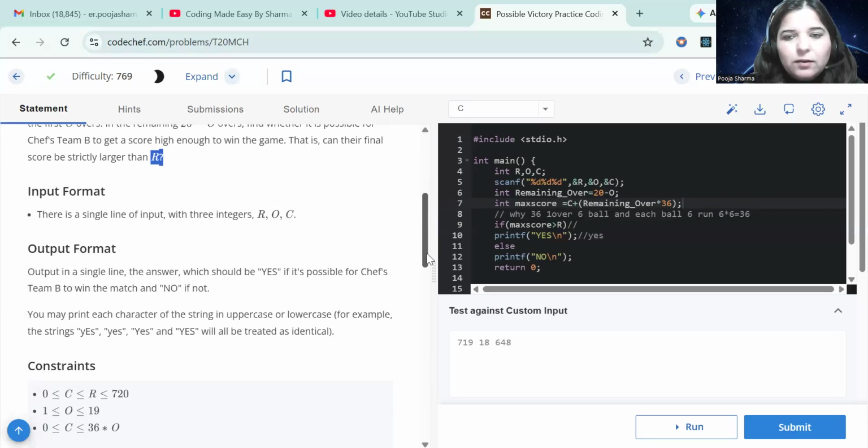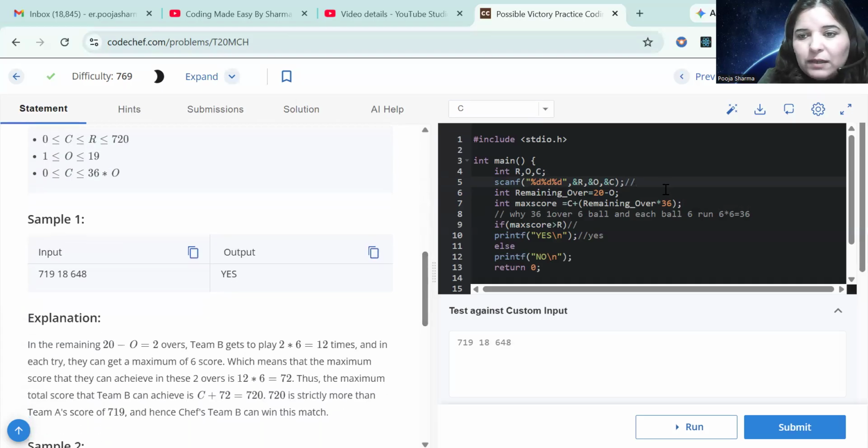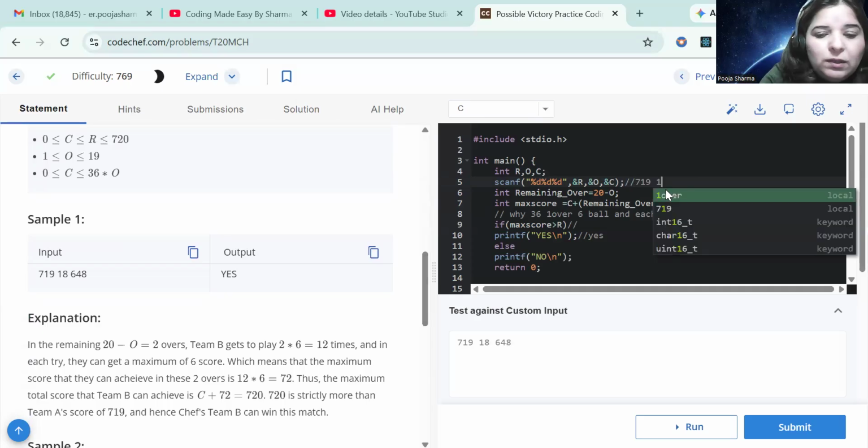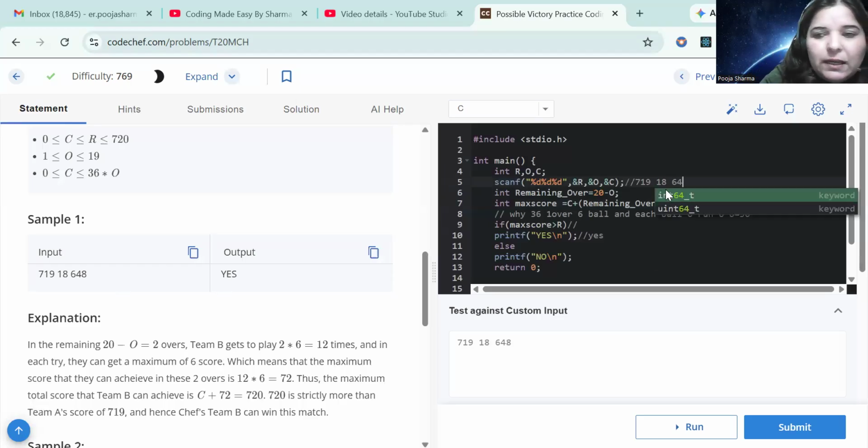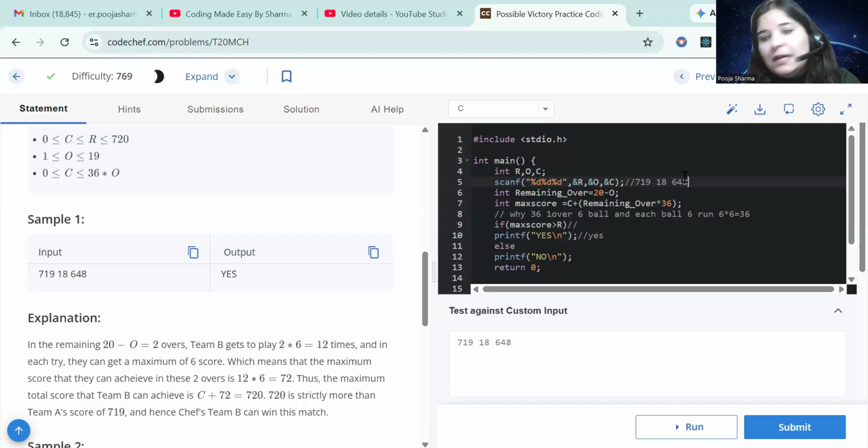Right? So here, if you see R, O, and C, what is R? R is the total number of runs that Team A has scored. So how many runs have they scored? That is 719. And O is the total number of overs Team B has played. And C, 648, is the total number of runs that Team B has scored.